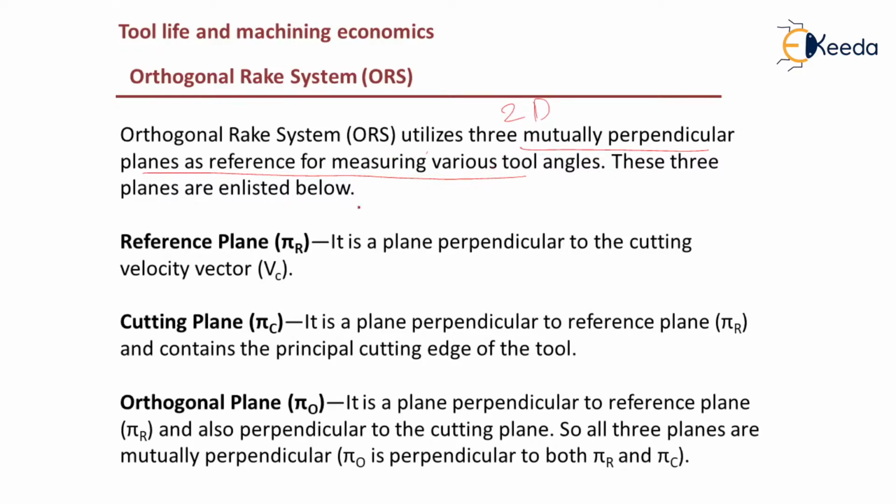So these three planes are, one, the reference plane, that is the rake reference plane, which is perpendicular to the cutting velocity vector VC, and I'll show that angle in a next slide. And then the cutting plane, a plane perpendicular to the reference plane that contains the principal cutting edge of the tool. And then you have the orthogonal plane, that is a plane perpendicular to the reference plane pi r and also perpendicular to the cutting plane. So these three planes are mutually perpendicular to each other, and are used for measuring the various tool angles in the case of an orthogonal rake system.